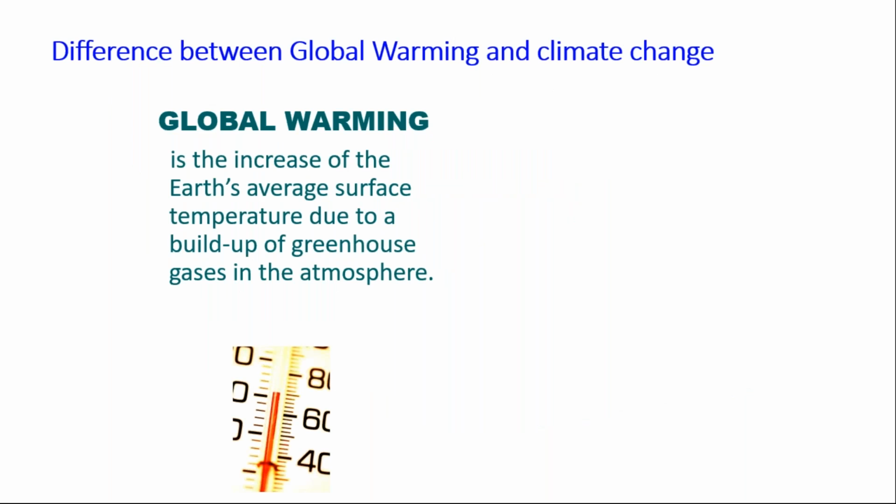There is always a terminology used simultaneously with global warming, that is climate change. But what exactly is the difference between global warming and climate change? Global warming is the increase of the Earth's average surface temperature due to a buildup of greenhouse gases in the atmosphere. So we have discussed all these things, due to carbon monoxide, carbon dioxide, methane, etc.